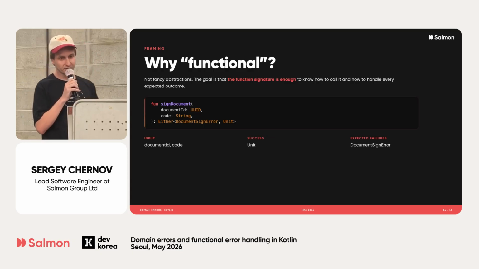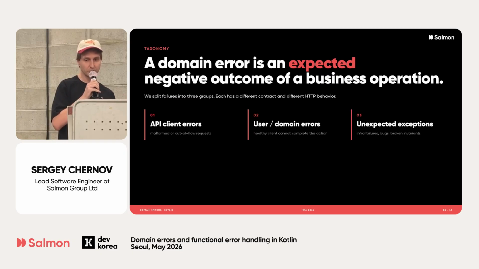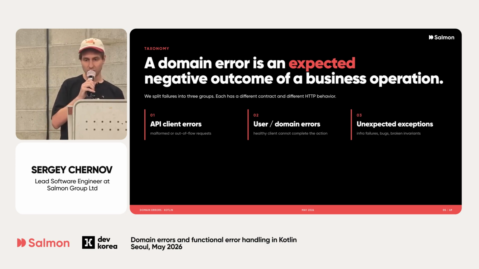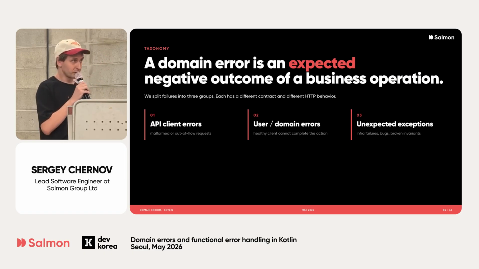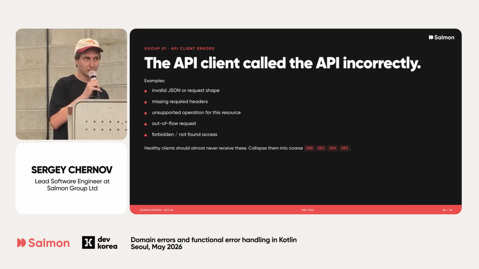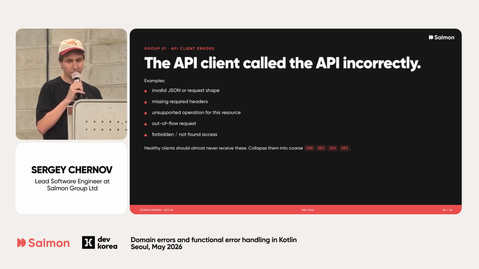I want to propose some categories for expected business failures, and I say there are three categories. First, API client errors; second, user domain errors; and third, unexpected exceptions. What are API client errors? For example, with a REST API, your API can receive invalid JSON or missing required headers, or a request can come out of the flow. When you have steps in your flow and the request doesn't follow them, or the resource is not accessible to the user, or something else.